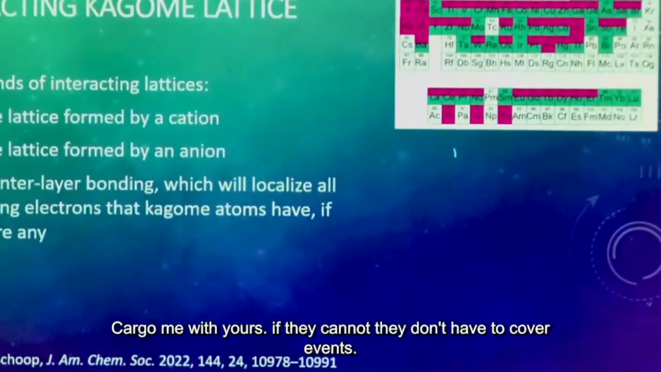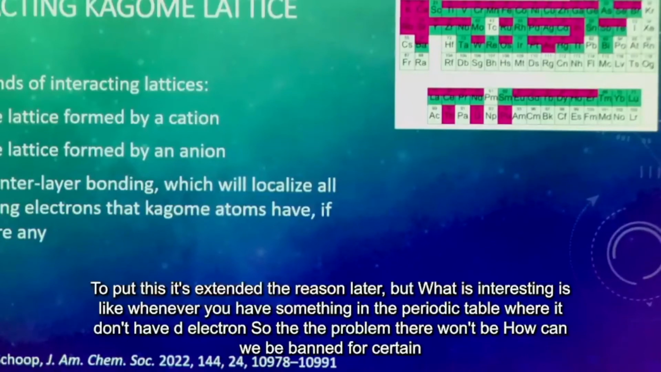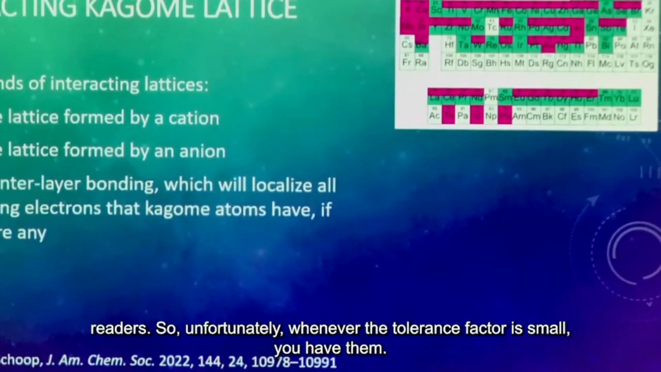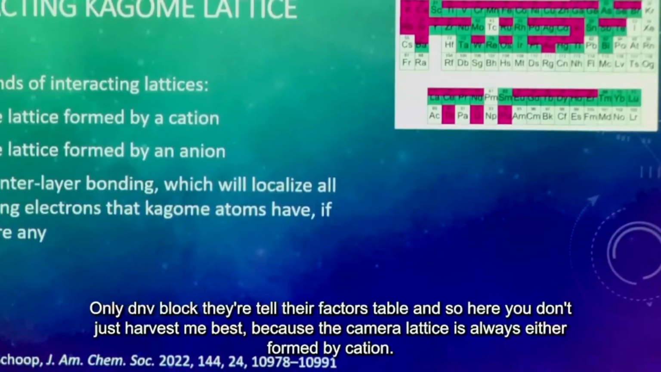And so lastly, I just want to show you where the elements can sit in Kagome materials if they don't have Kagome bands. I'll explain the reason later. But what is interesting is that whenever you have something here in the periodic table where you don't have d electrons, so the purple ones are Kagome atoms again, there won't be Kagome bands for certain reasons. So unfortunately, whenever the tolerance factor is small, we have them only here in the d block. When the tolerance factor is large, we have them everywhere over the periodic table.